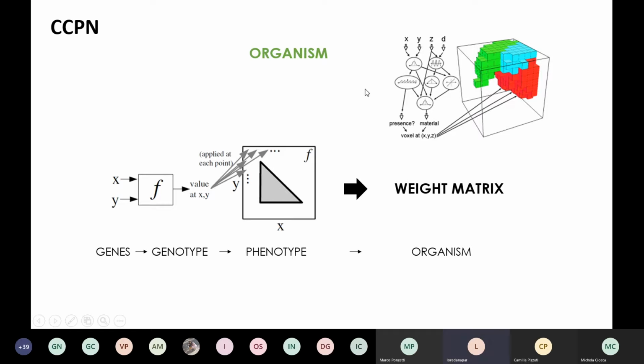In these images, we can see a mathematical way to represent the organism. In a mathematical way, the organism is represented by a weight matrix formed by voxels positioned in space, and the position is described by Cartesian coordinates x, y, and z, shown in this image, which we compare with the genes. So the combination of the genes is described by a function that we call the genotype, and the final position of the voxels represents the phenotype of the weight matrix.